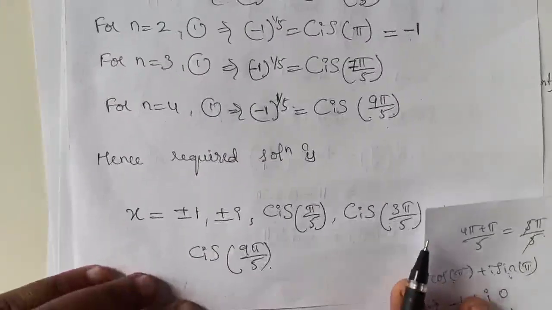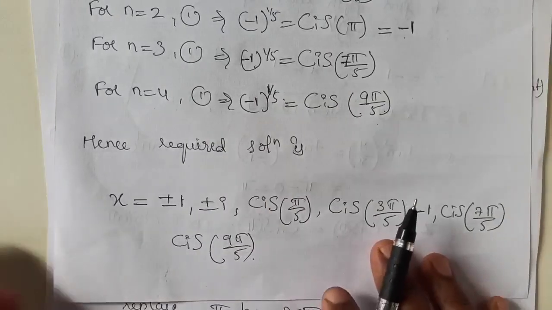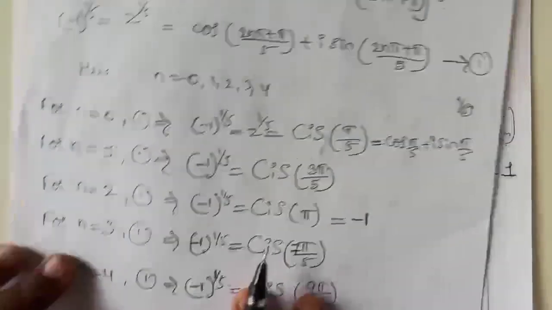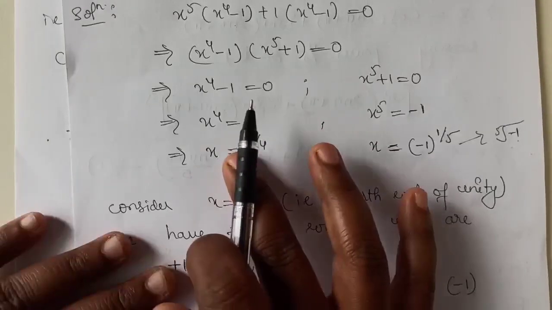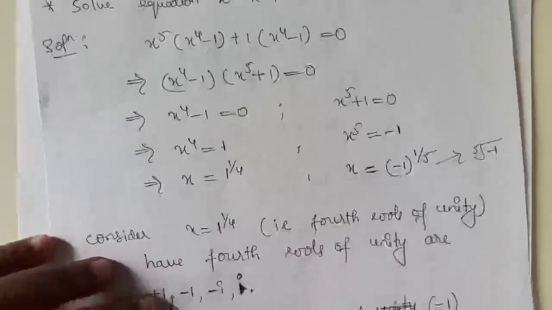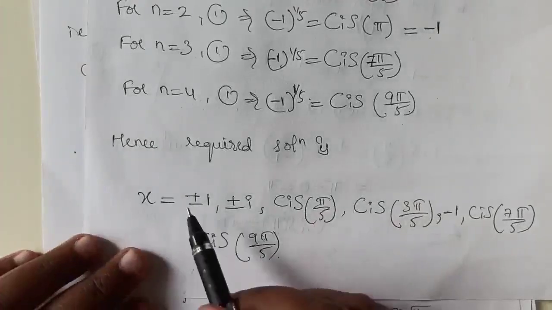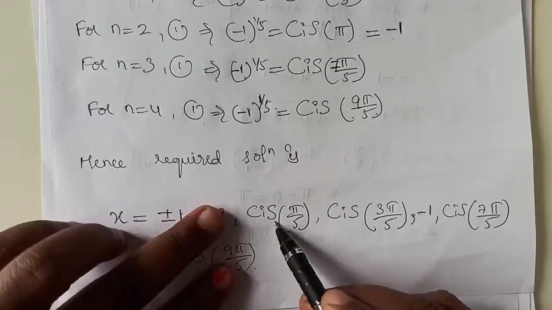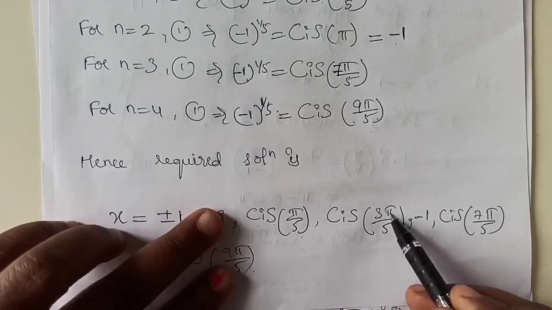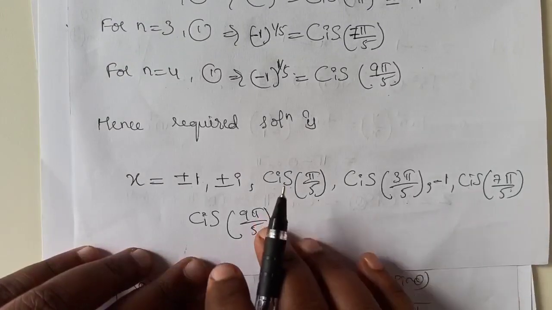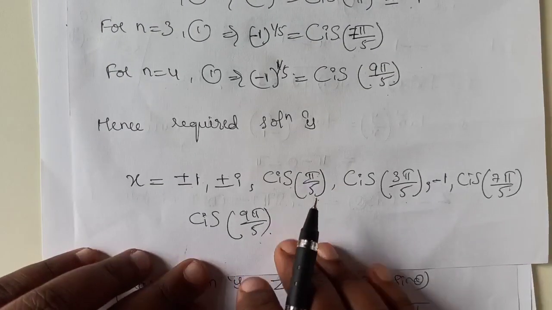Hence the required solutions, that is the roots of the given equation, are, these are the fourth roots of unity. Now we have to write all the roots together, that is the roots of x equals 1 by 4 and x equals (minus 1) power 1 by 5. Total we get 9 roots, and those 9 roots are x equals plus or minus 1 and plus or minus i. These are 4 roots. Next, cis of π by 5, cis of 3π by 5, minus 1, cis of 7π by 5 and cis of 9π by 5. So these are the required solutions.